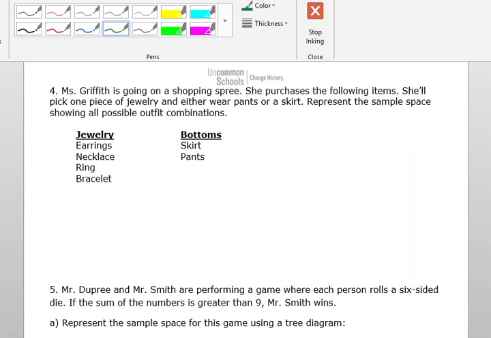Mrs. Griffith is going on a shopping spree. Sounds like fun. She purchases the following items. She'll pick 1 piece of jewelry and either wear pants or a skirt. Represent the sample space showing all possible outfit combinations.